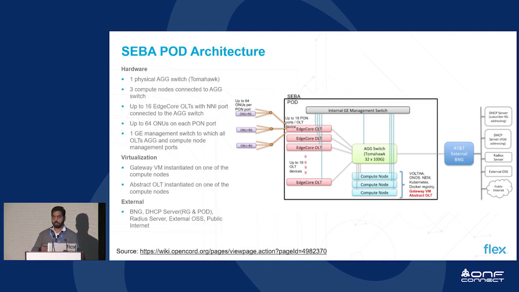Now, there could be multiple other service providers which can come up with their own SEBA architecture, which is still to be discussed. But in overview, right now what is available and what we are validating is this workflow. Also, there are multiple virtualization instances such as the gateway VM and abstract OLT for each of these Edgecore OLT devices. And on the core side, there would be certain services such as BNG, Redis server, external OSS, and DHCP server, which would be used to create subscribers and authenticate subscribers on the subscriber end.